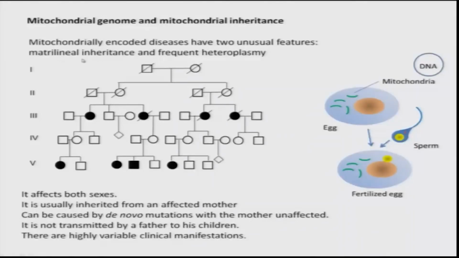And it is called matrilineal inheritance, meaning it is always transmitted by the mother, and frequent heteroplasmy, meaning there is a variation. It is not that every mitochondria in a cell is defective. When the cell divides, how the mitochondria are distributed to the two daughter cells determines whether the cell would function normally or not. If one of the two daughter cells inherited most of the bad mitochondria having bad DNA, that cell may not function as well as the other cell, which is lucky enough to get most of the good mitochondria.